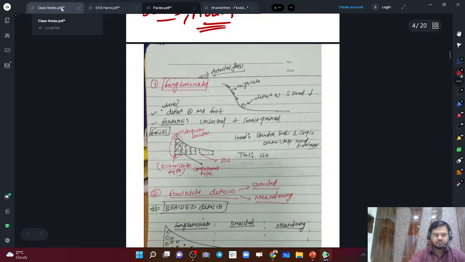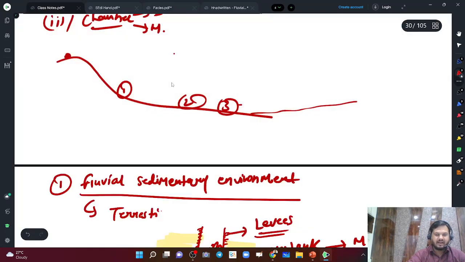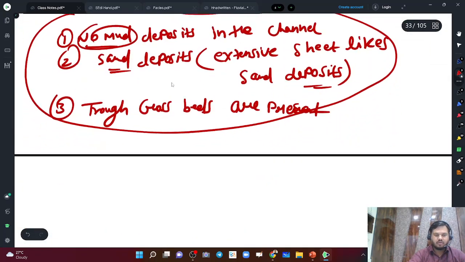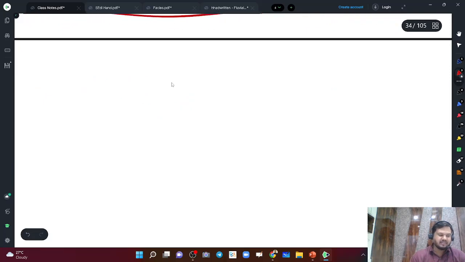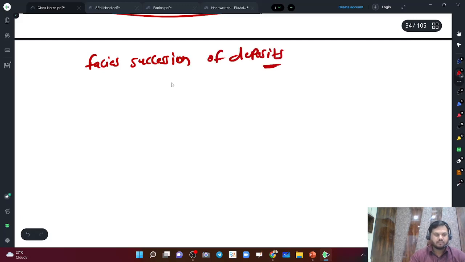So let me help you draw what you can add here, right? So this is the character, and the last thing is you can draw a diagram. So basically this is facies succession, right? You are trying to study facies succession, what succession of deposits do you get? A facies succession of deposits, we call it a sedimentary log, right?